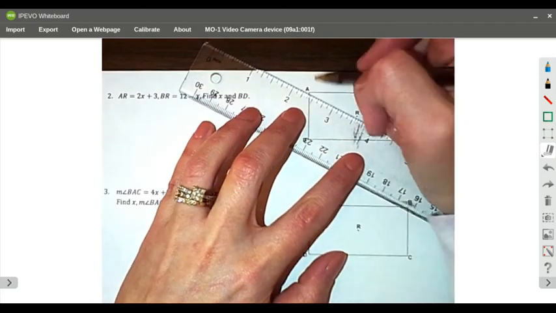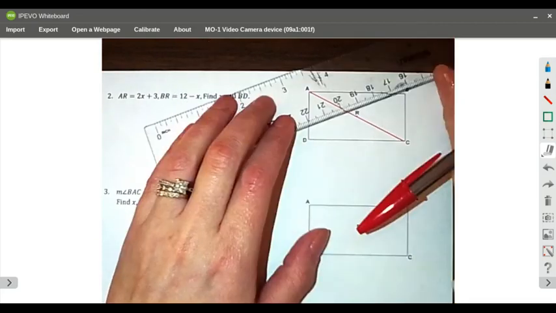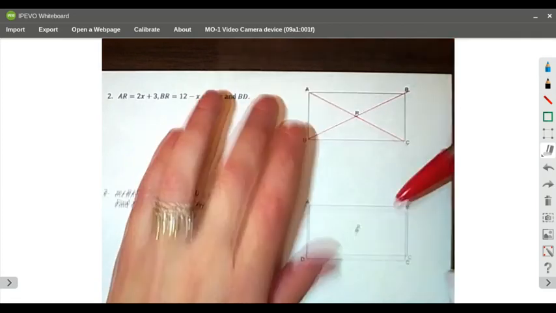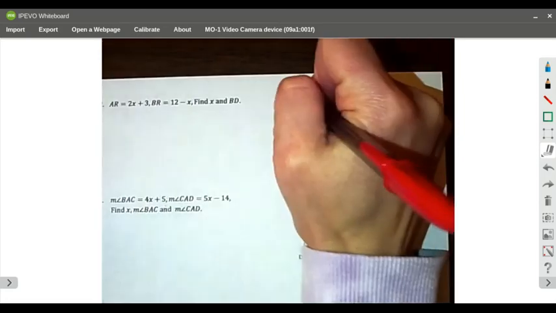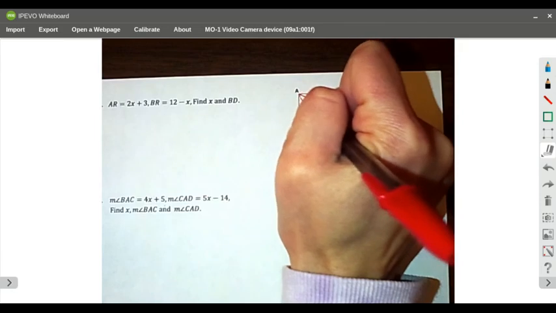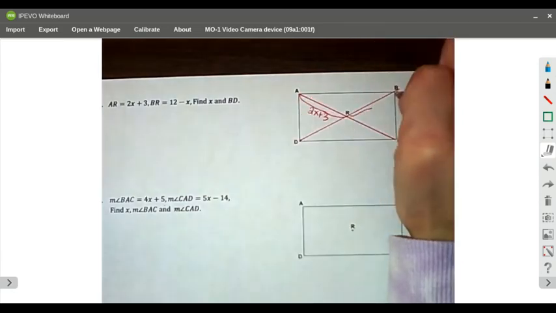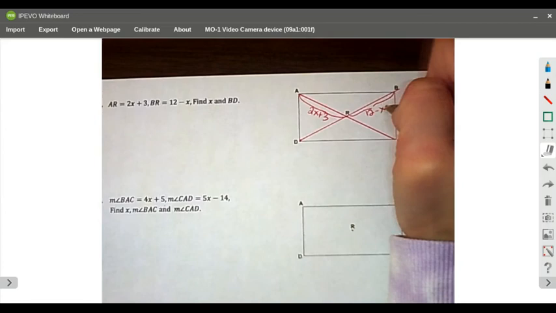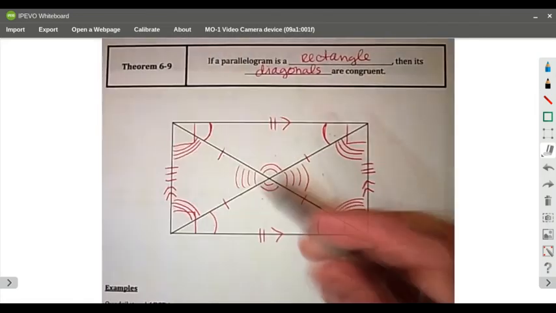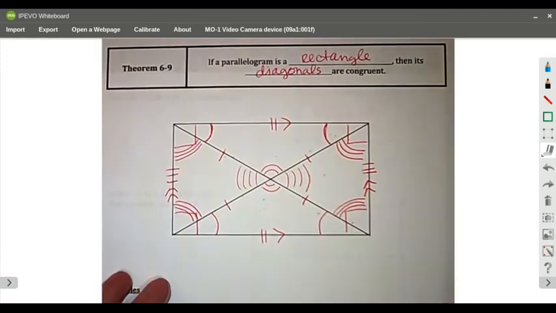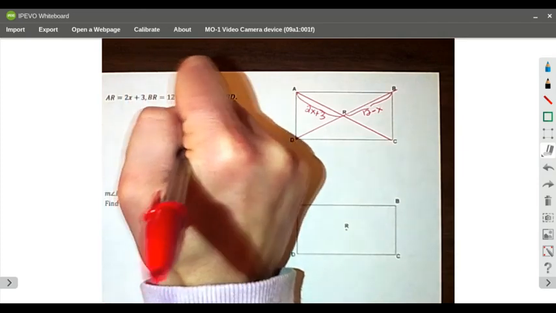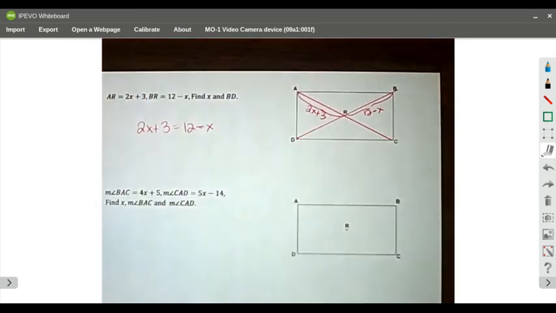Okay, let's look at this one. It says AR, this piece, is 2x plus 3. BR is 12 minus x. So look at the pieces we're given here, those two. Going back to this, all four of these are equal in a rectangle. So these would just be equal to each other. 2x plus 3 equals 12 minus x. And then you would solve.